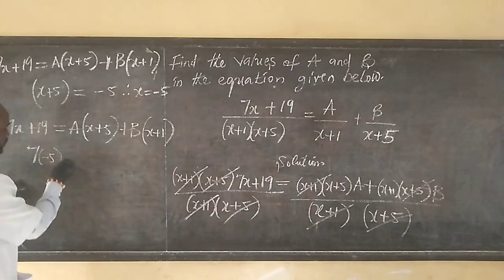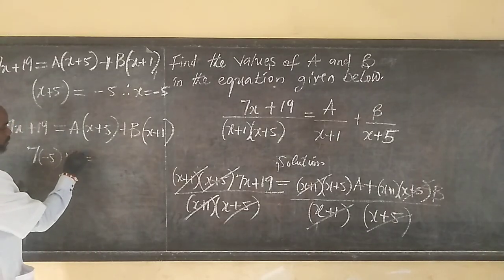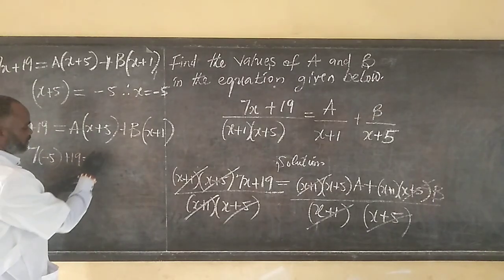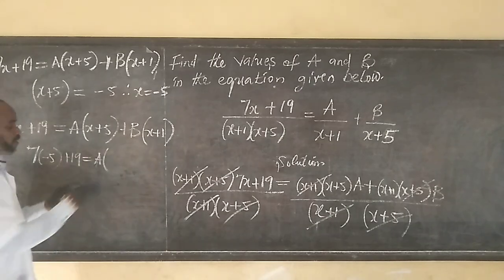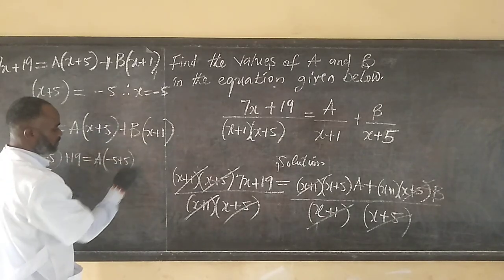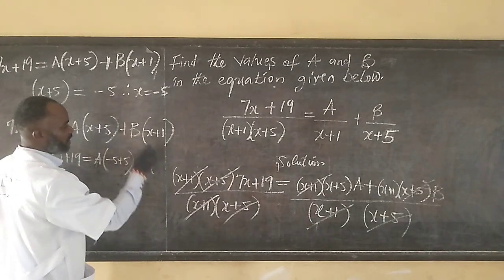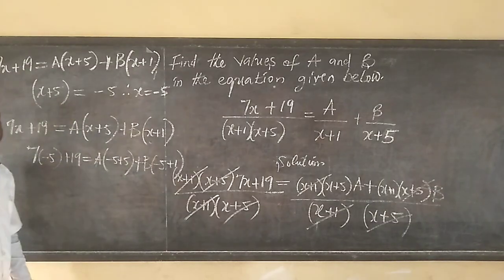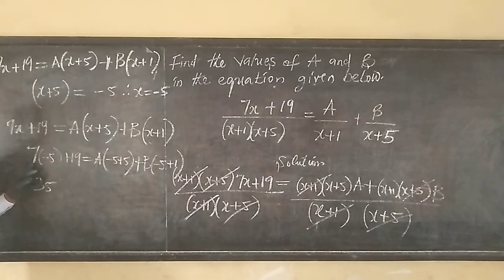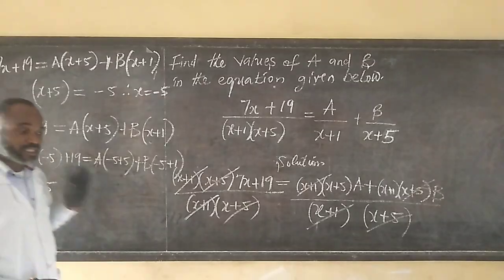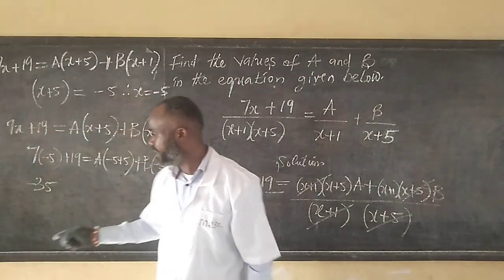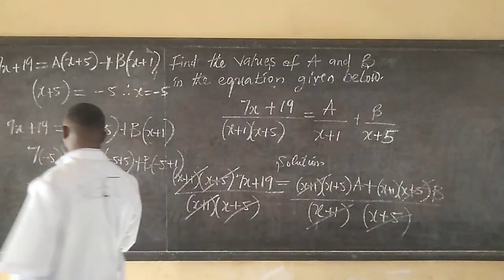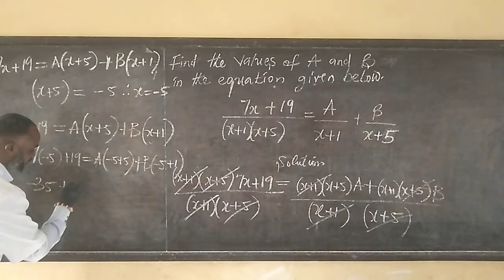Then we move on. Plus 19, all equal to. Here we have x, so it becomes minus 5 plus 5 plus b. Here we have x minus 5 plus 1, bracket close. Look at it very well. Here we now have minus 35, because 7 times 5 is going to give 35. Then we consider the sign. Plus 19, we have 19.